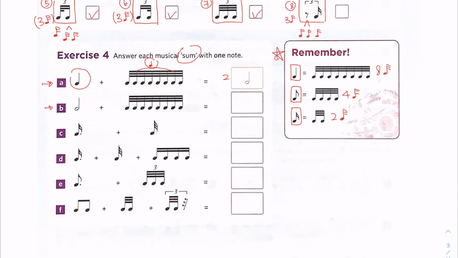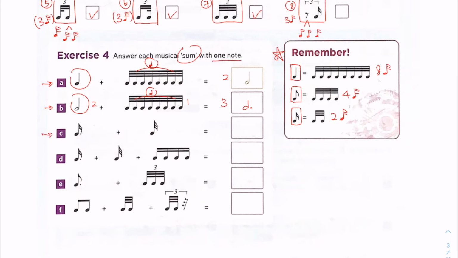Question B, here we have a minim, which is 2, plus the 8 demisemiquavers, which is also a crotchet. So a crotchet is 1, and 2 plus 1 is 3. We're going to use a dotted minim to show the answer. This says you can only use one note.